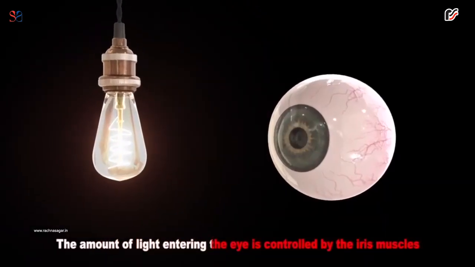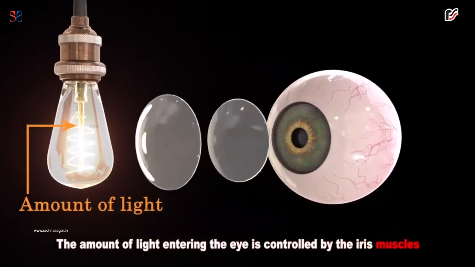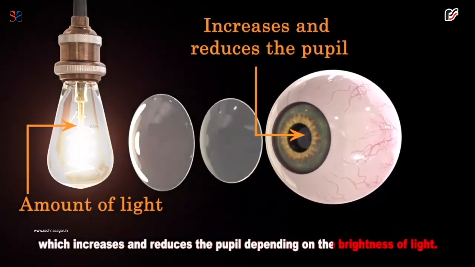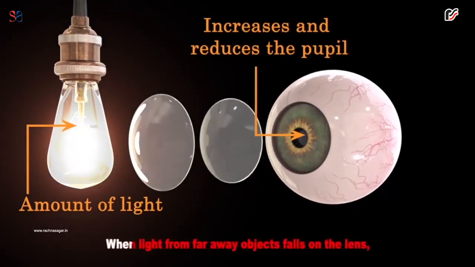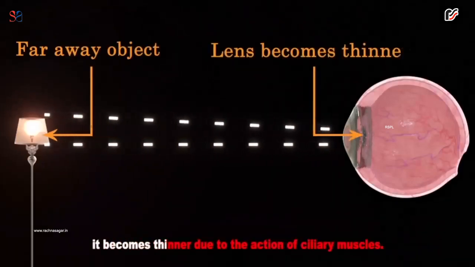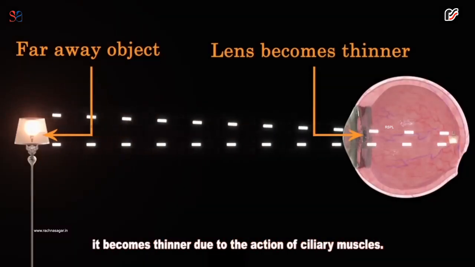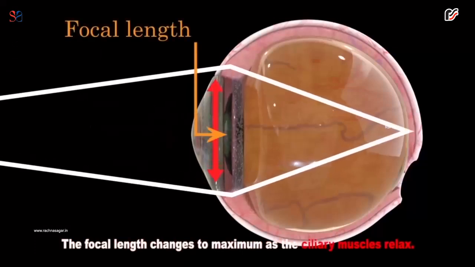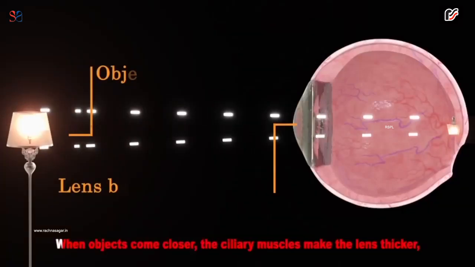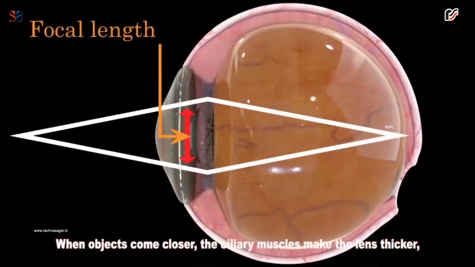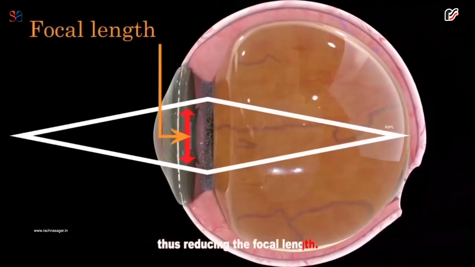Functioning of the eye. The amount of light entering the eye is controlled by the iris muscles, which increases and reduces the pupil depending on the brightness of light. When light from far away objects falls on the lens, it becomes thinner due to the action of ciliary muscles. The focal length changes to maximum as the ciliary muscles relax. When objects come closer, the ciliary muscles make the lens thicker, thus reducing the focal length.